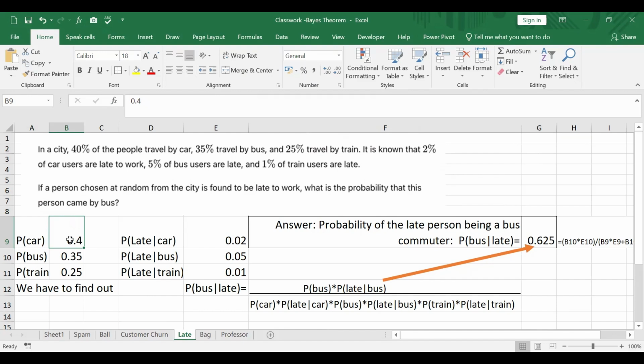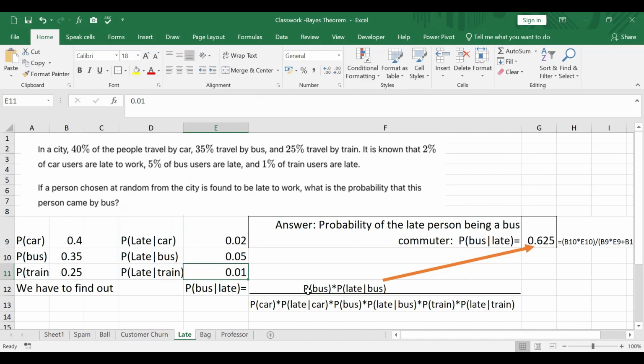Probability of coming by car is 0.4, bus is 0.35, train is 0.25. If somebody comes by car, the percentage late is 2%. Somebody comes by bus and is late, percentage is 5%, that is 0.05. Somebody comes by train and is late, percentage is 1%, that is 0.01. Now we have to find out, he has come late. What is the probability that the latecomer has come by bus?